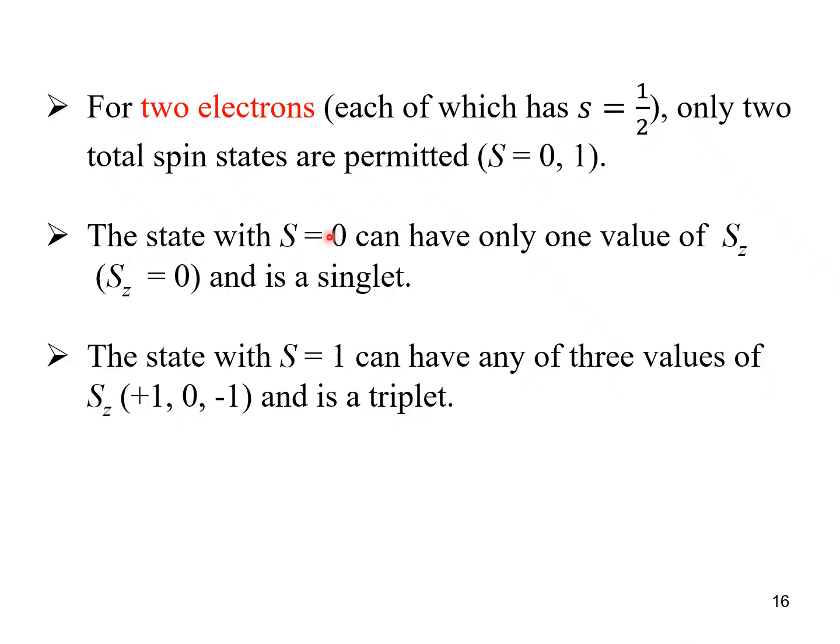For the state with S equals 0, it has only one value of Sz. So Sz equals 0, and it is a singlet because if you substitute S equals 0 into the multiplicity, you will get the value of 1. While for the state with S equals 1, we can have three values of Sz, which are plus 1, 0, and minus 1. So similarly, when we substitute S equals 1 into the multiplicity equation, 2S plus 1, we will get 3, corresponding to the triplet.